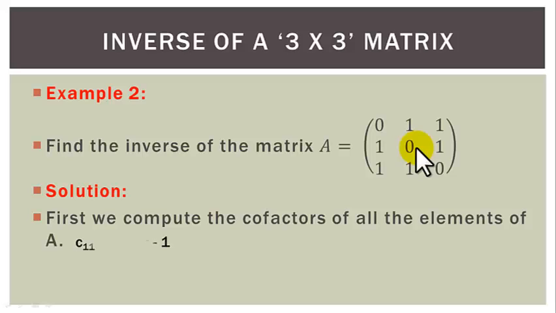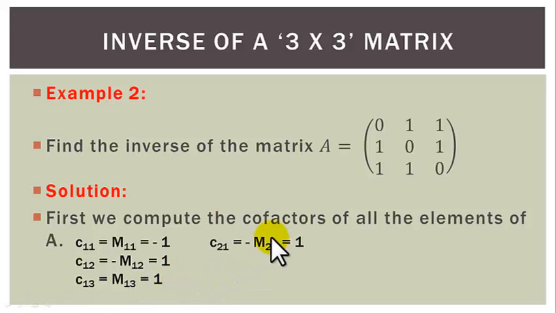First, C11 is equal to M11, and that is equal to minus 1. That is, when you delete row 1, column 1, you obtain the minor to be 0 times 0 minus 1 times 1, and that will give us minus 1. So C11 is equal to the minor M11, which is equal to minus 1. Similarly, we can compute C12 to be minus M12, which is equal to 1. C13 is equal to M13, which is equal to 1.